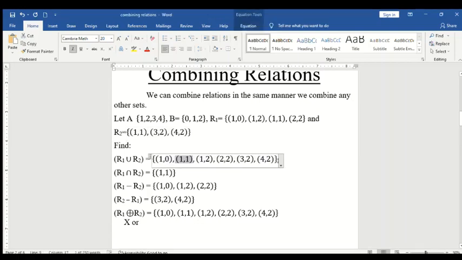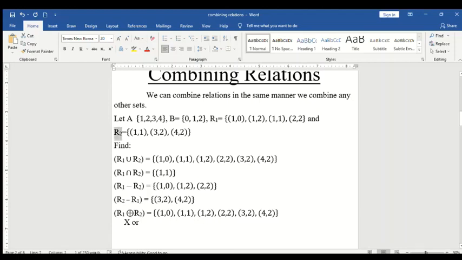The next element for R1 is (1, 1), which is already in R2. So we will not write (1, 1) again, for we already have (1, 1) in our union. So we proceed to the other set, which is (2, 2). Next we have the element (3, 2), and finally we have (4, 2). So these are the sets that we have for the union of R1 and R2.